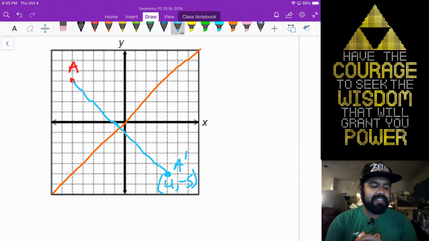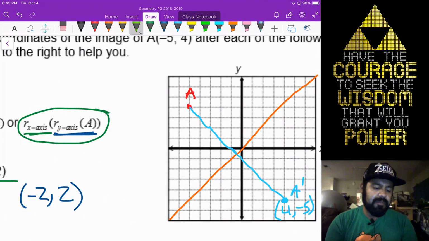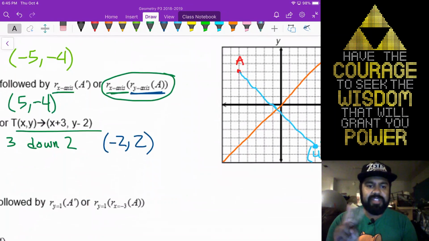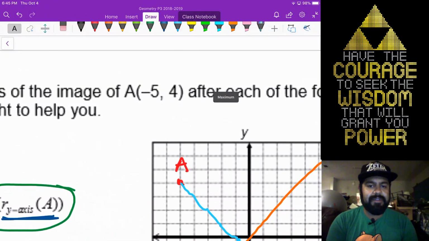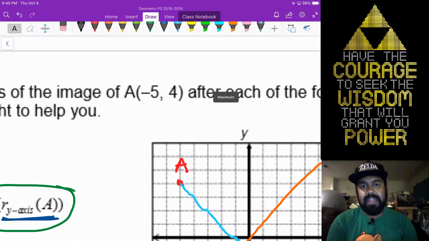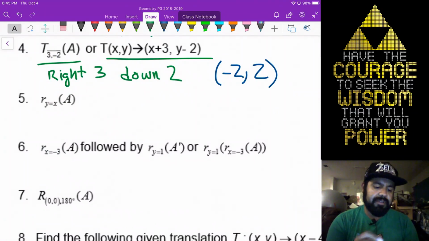Another way of doing this is, if you remember, the formula tells you that for y equals x, all you do is switch the ordered pair. Since our ordered pair was starting off as negative 5, 4, the new point would now be 4, negative 5, which is exactly what we just showed.